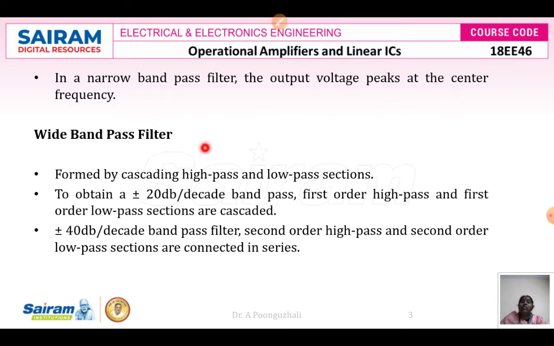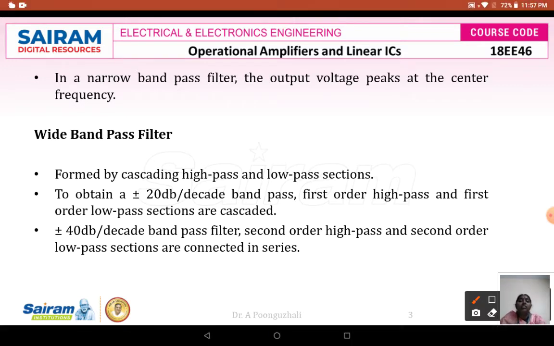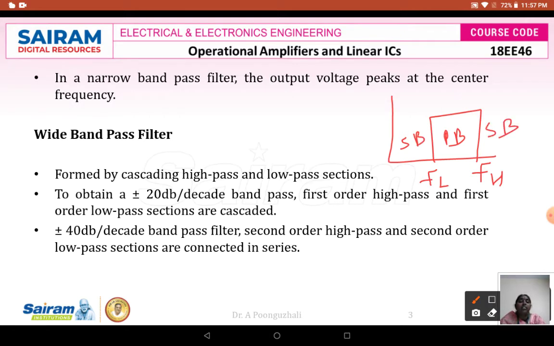Now we will see the wide band pass filter first. This is the response. It allows a range of frequencies. This is the ideal response, this is FL and this is FH. Here we call this the passband, and this the stop band. If I divide this into two, this part of the response is going to be your high pass filter.